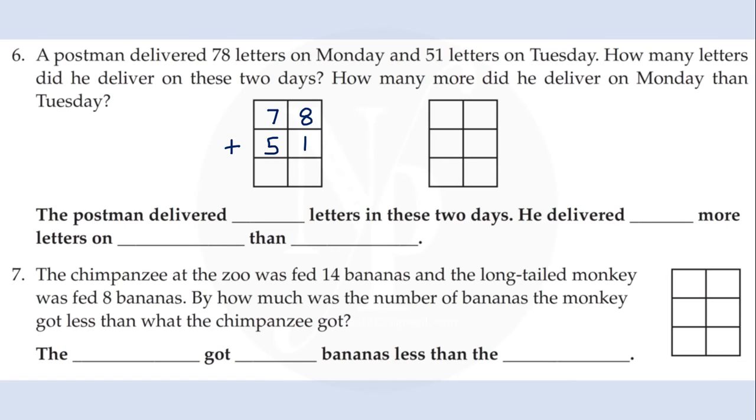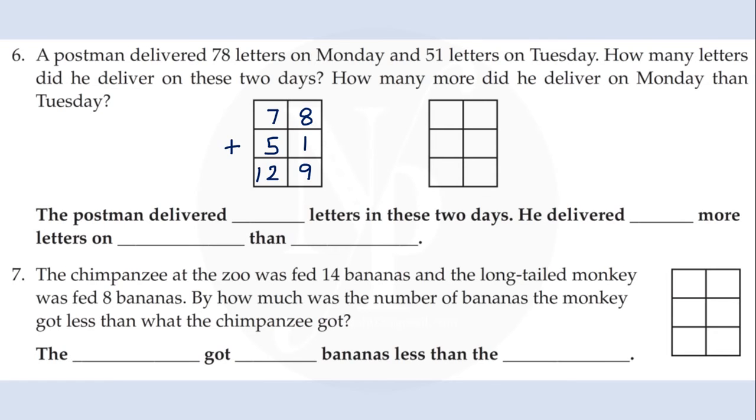Adding 8 and 1 you get 9, and adding 7 and 5 we get 12. I will write 12 here. So he delivered 129 letters. This is the first part of the question.